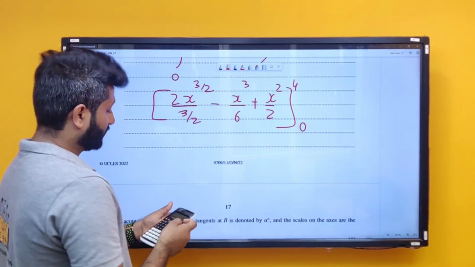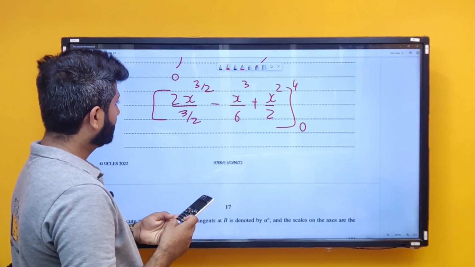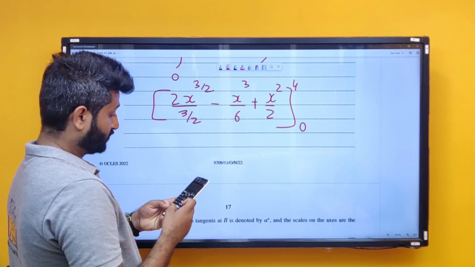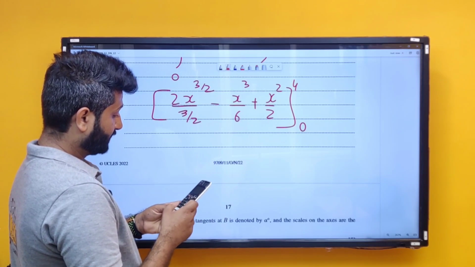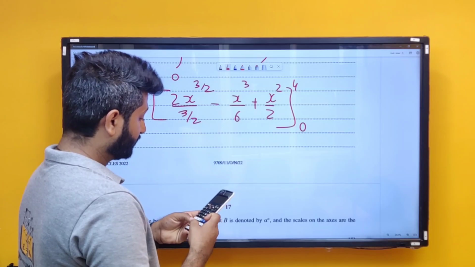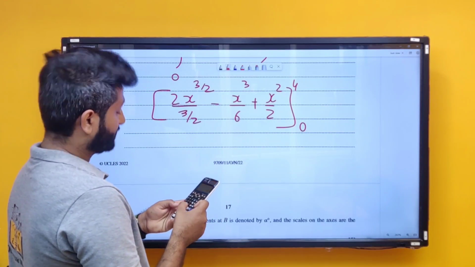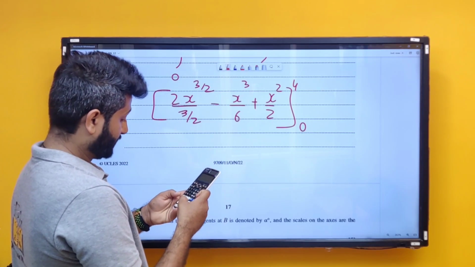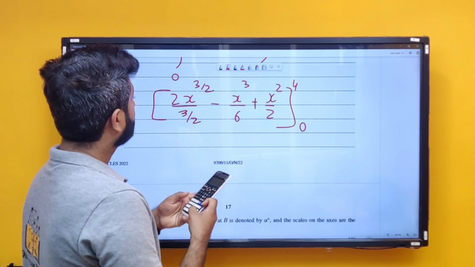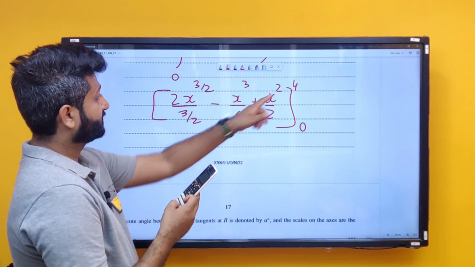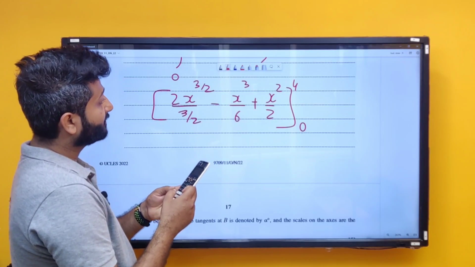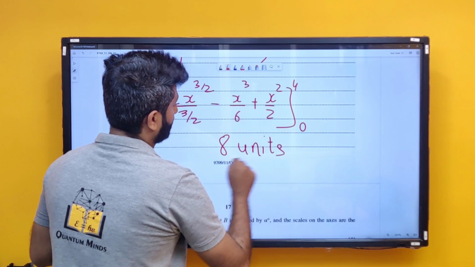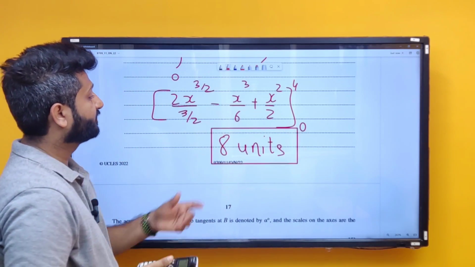So let me substitute the value of 4. You have 2 into 4 power 3 by 2 upon 3 by 2 minus 4 cube upon 6 plus 4 power 2, 16 by 2, 8. So the answer is 8 units. So the area is 8 units, right?